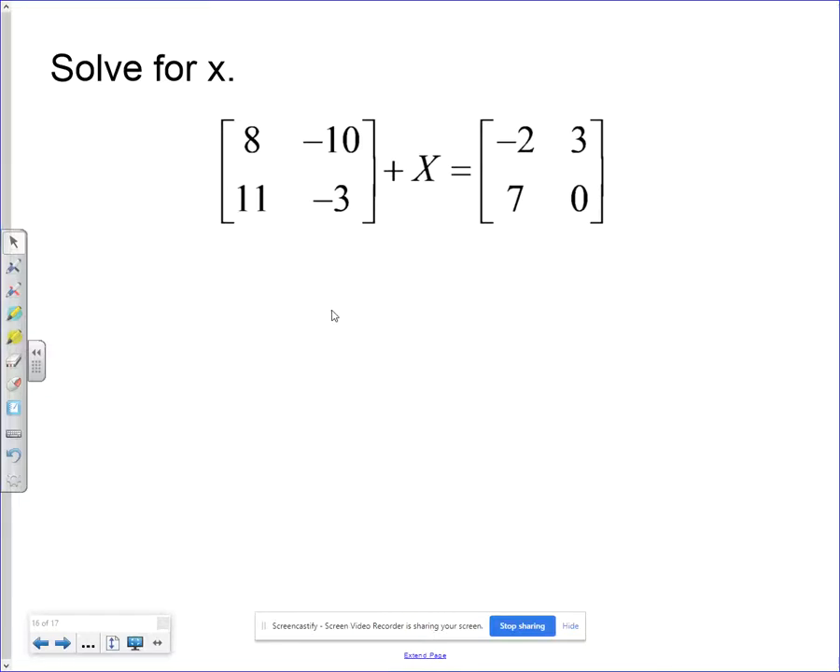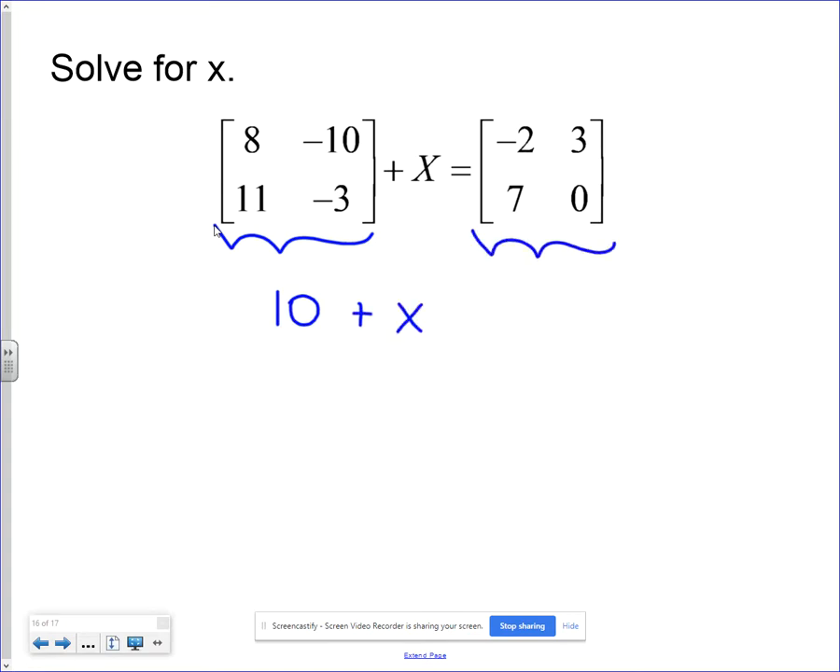Let's solve for x on this equation. When you have a matrix equation and you're having a hard time starting it, if you don't know where to start, here's a little trick you can do. Just replace the matrices with numbers. So let's call this matrix 10. Let's call this matrix 12. If you can solve this equation that's in blue, you can solve the equation above.